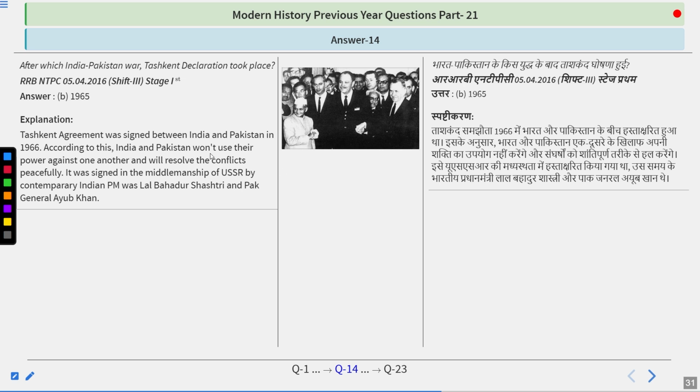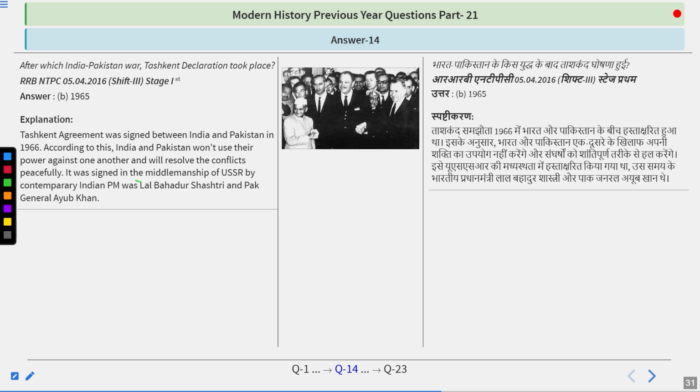So Tashkent Agreement was signed between India and Pakistan in 1966. According to this, India and Pakistan won't use their power against one another and will resolve the conflicts peacefully. It was signed with the mediation of USSR by the contemporary Indian Prime Minister Lal Bahadur Shastri and Pak General Ayub Khan.